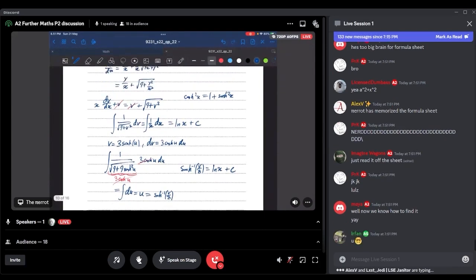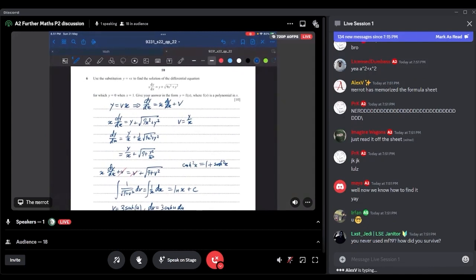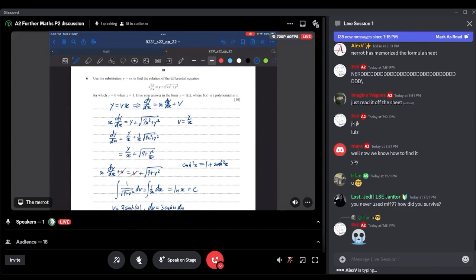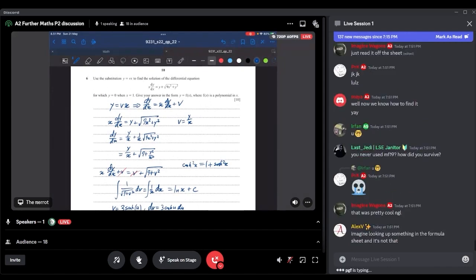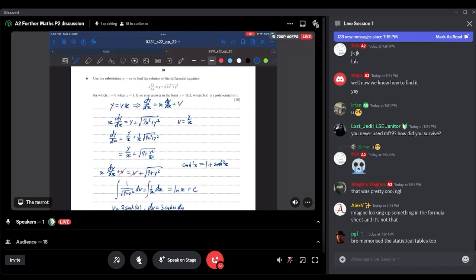Yeah, I look like that emoji actually. You never use MF19? How did you survive? I only use MF19 in the past paper. And then the more past paper I did, the more I don't really use it. I just don't care about it anymore. Oh yeah, except for the statistical tables. Of course, I have to use those. I can't memorize that. I'm not that crazy.